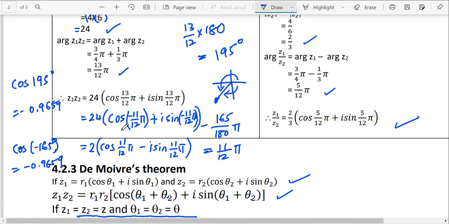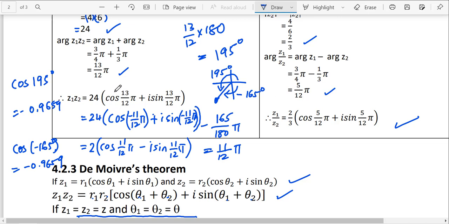Correct or not? That's why this angle is equivalent to this. The negative angle, this is negative 165. This is positive 195. Okay, correct. The answer will be the same.